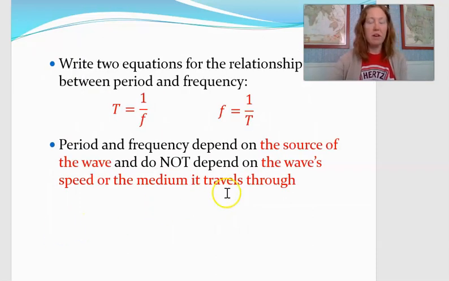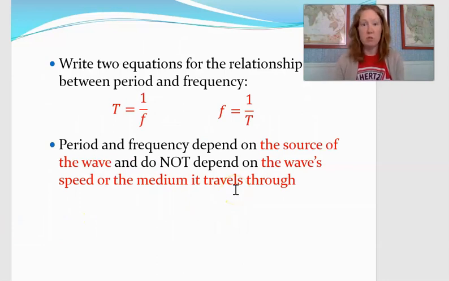Okay, then what's left here? We've got the two equations, which are just reciprocals of each other, okay? And then just remember that these two variables depend only on what's making the wave in the first place. Who's doing the shaking, okay? What is making the wave? That is what sets period and frequency. It can't be changed after that, no matter what that wave goes through.